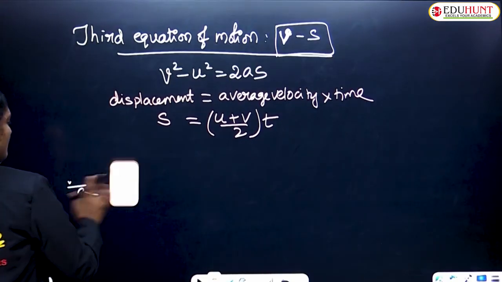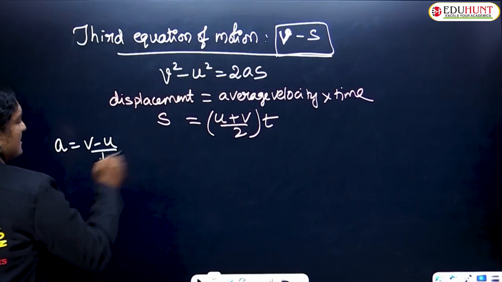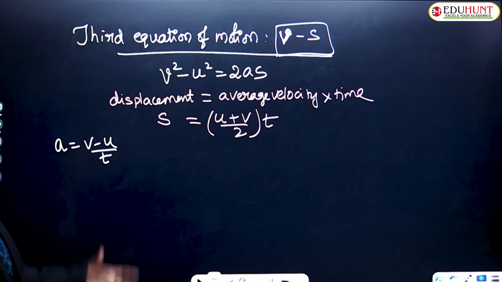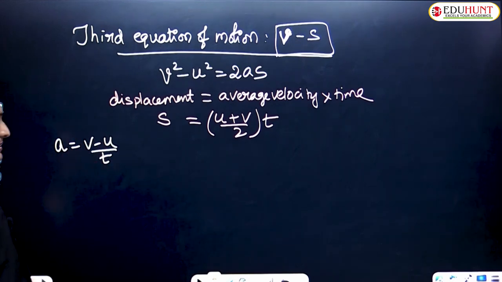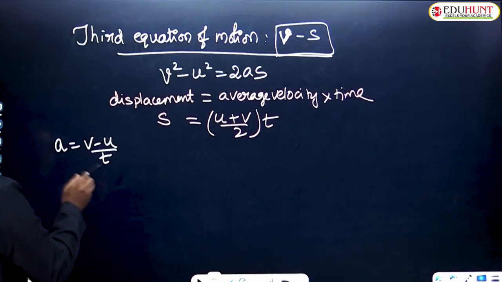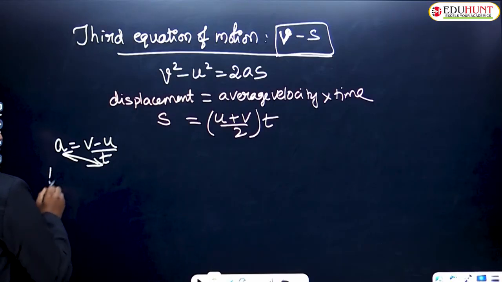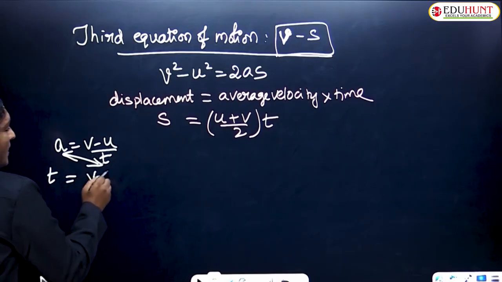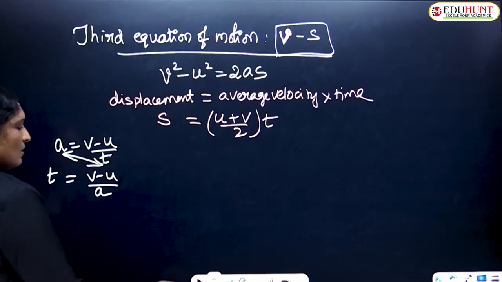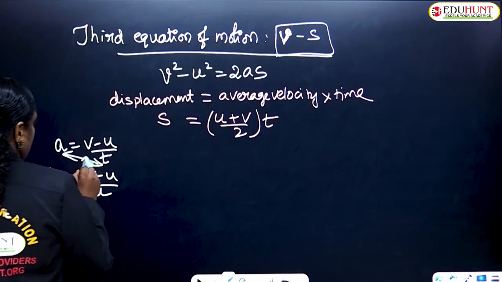Or else, in other form, we know that acceleration is defined as change in velocity by time. Acceleration a equals change in velocity by time, that is v minus u by t. So interchange the terms, bring the t here and a to the other side, so t equals v minus u by a. So t can also be written as v minus u by a.